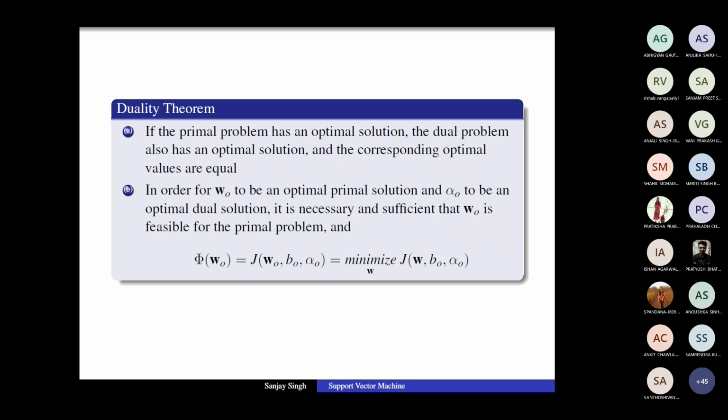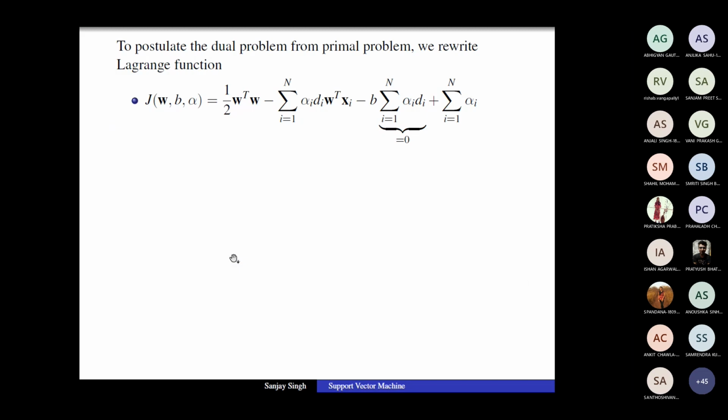Now, in order for w_o to be an optimal primal solution and alpha_o to be an optimal dual solution, it is necessary and sufficient that w_o is feasible for the primal problem, and this condition holds, that is phi of j, this one. We minimize w based on this, right? This is obvious, which we did. We started with this particular thing. Now we are going to postulate the dual problem for the primal, and we have to be very careful. So I will write it down in bold so that it will be clear from where I'm writing this.